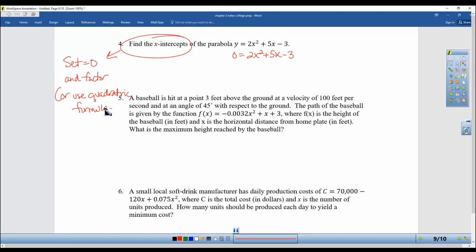Let's see if we can factor it. The only choice for the first times the first is 2x and x. And luckily, the only choice for the last times the last is 3 and 1. The question is, which way does it go?